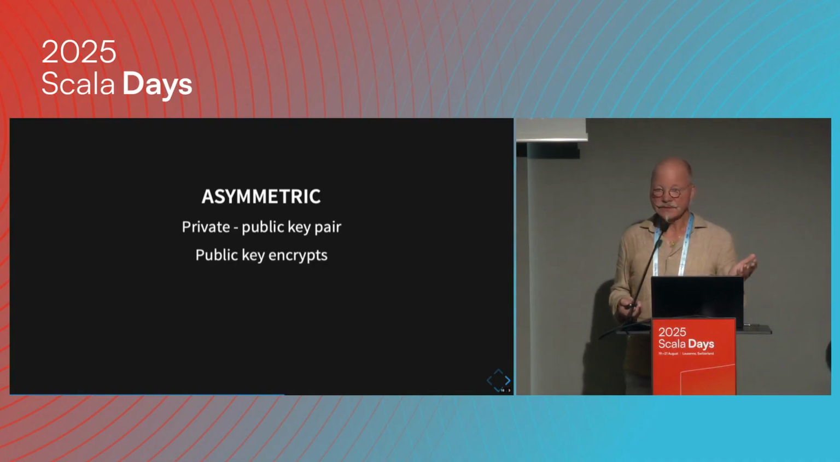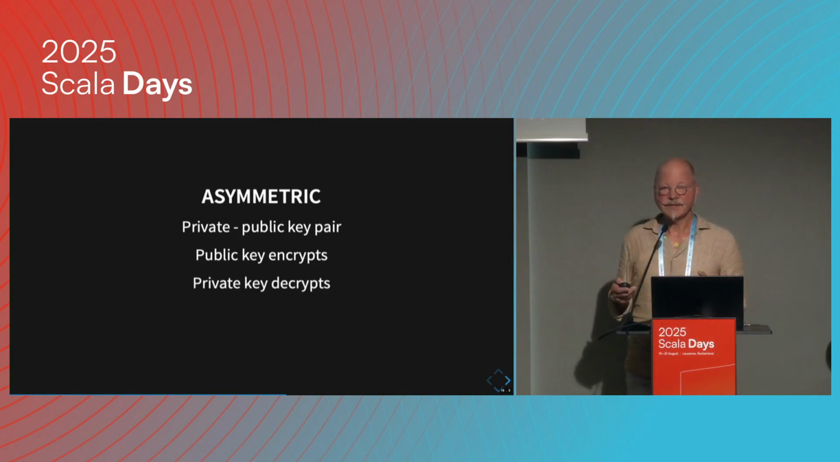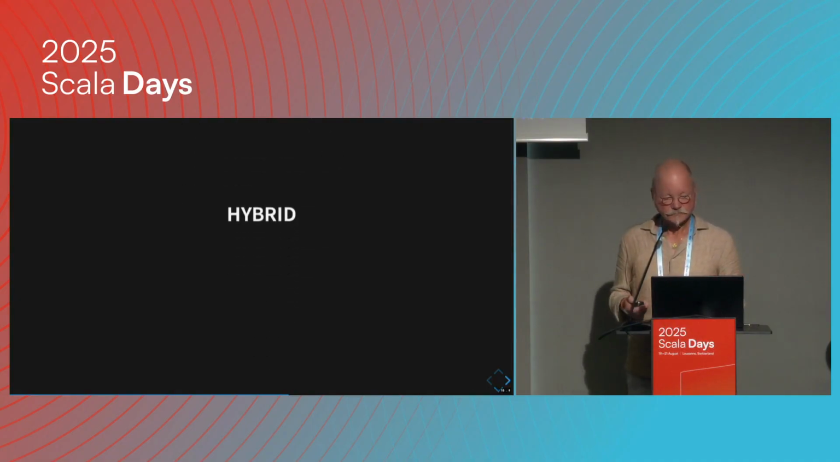The public key is used for encrypting, and the private key is used for decrypting. There is a drawback or a limitation with asymmetric cryptos, and that's that they can only handle limited data, like a few hundred bytes. And to solve this problem, you can use a hybrid scheme.